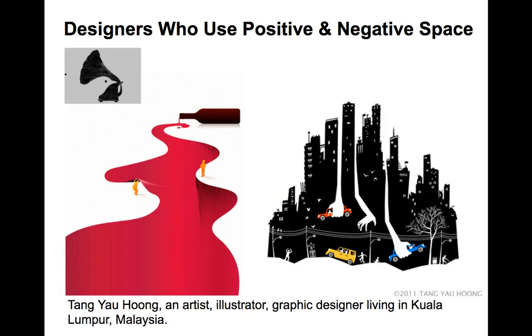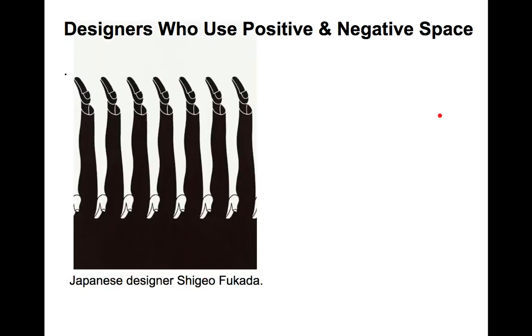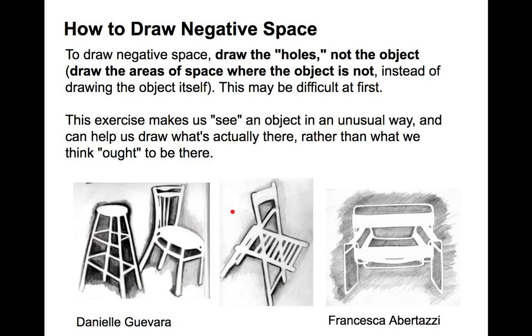Here are some examples of a designer from Malaysia who uses positive and negative space in interesting ways. You can see here's a gramophone and a bird and a spill of wine, and this becomes cliffs. This person's peeking under that. And then we have a city with some arms coming through in between the buildings. Another designer uses negative space. It's a Japanese designer. You can see the legs here and the legs down here.